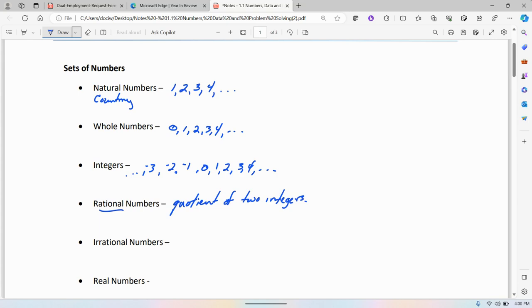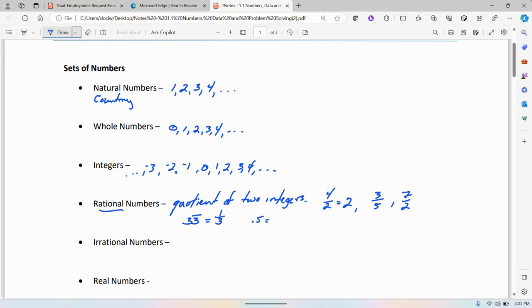That would be like 4 over 2 is a rational number, which of course is equal to 2. 3 over 5 is a rational number. 7 over 2 is a rational number. Those numbers are rational numbers because they can be expressed as a quotient of two integers. 0.3 repeating. It's a decimal, but it's also a rational number because it can be expressed as 1/3. So some decimals can be expressed as a quotient of two integers, and so they are considered rational.